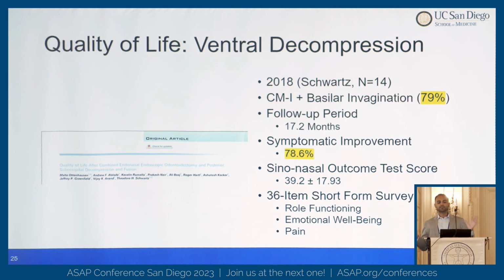So outside of the objective data when it comes to success of surgery, these are actually some more interesting data with regards to quality of life studies for Chiari patients. And basically they surveyed patients, and what they wanted to ask was, what was your overall improvement in terms of undergoing endoscopic nasal approach for anterior decompression? And almost 80% reported subjective improvement with minimal sinus morbidity. And on the quality of life surveys, whether it be role functioning, emotional well-being, pain, they all had reported significantly positive outcomes in that regard.